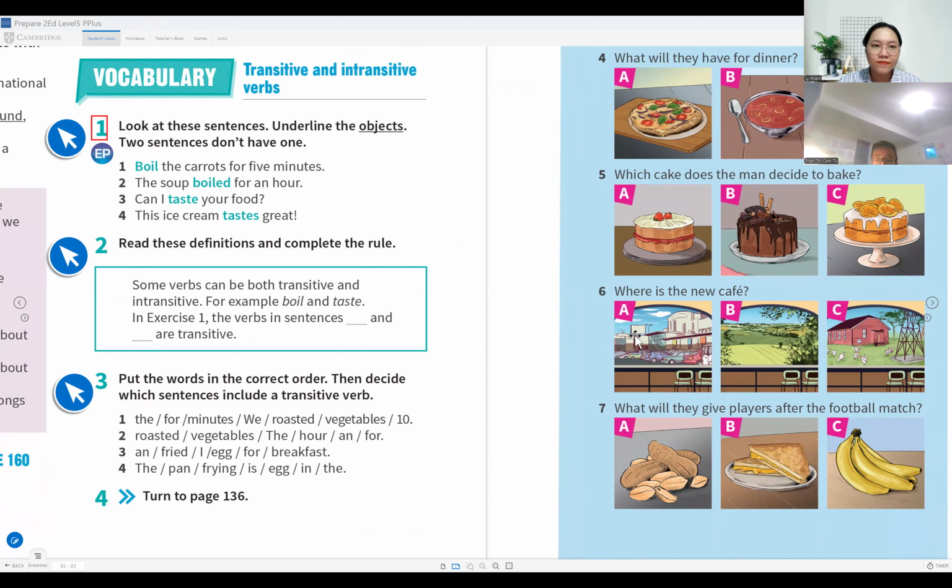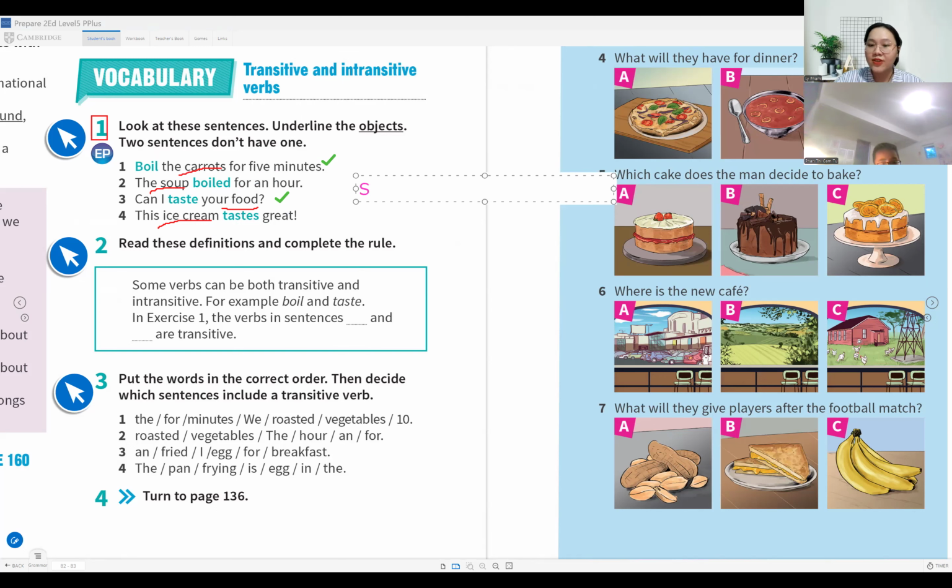Boil the carrots for 5 minutes. The soup will boil for an hour. Can you taste your food? And this ice cream tastes great. Great. So now they ask us to underline the object. So for sentence number one, that's right. What about two, three, four? Soup, food, ice cream. Number one and number three, correct here. But number two and number four, you underlined the subject, not the objects.